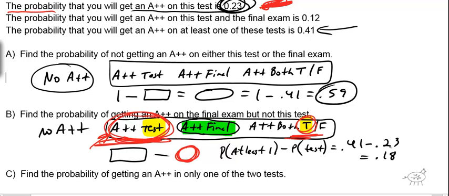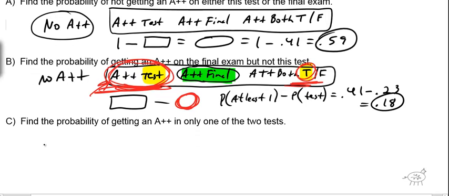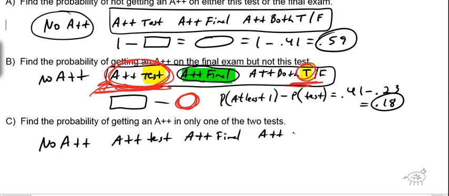Okay? All right. And then the last one here says find the probability of getting an A++ in only one of the two tests. So let me write out the scenarios again. No A++, A++ on the test, A++ on the final, and A++ in both the test and the final. So it says find the probability of getting an A++ in only one of the two tests.